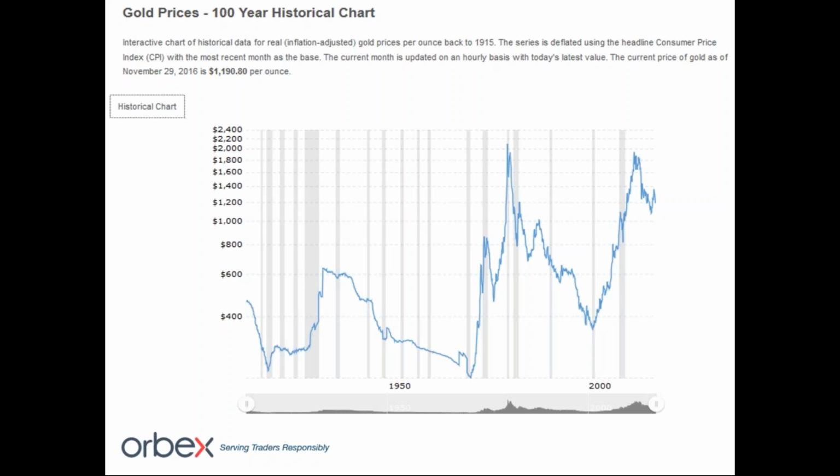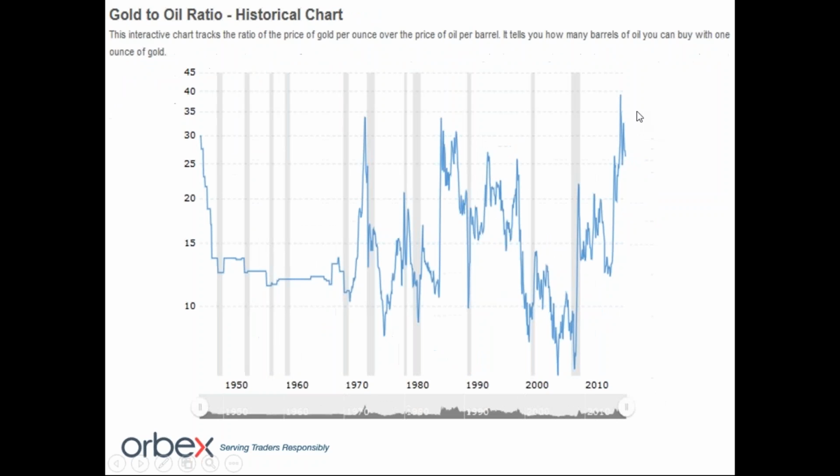And this is a chart here on gold prices, and let me just move this tool right there. We've got, just to give you an idea, a 100-year historical chart here for gold prices.